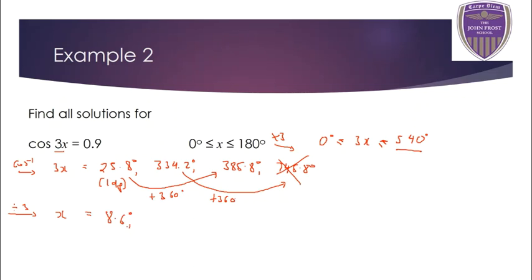334.2 divided by 3 is 111.4 degrees. And 385.8 divided by 3 is 128.6 degrees. And those are my 3 solutions. Okay, that's example 2 done. Nice one.